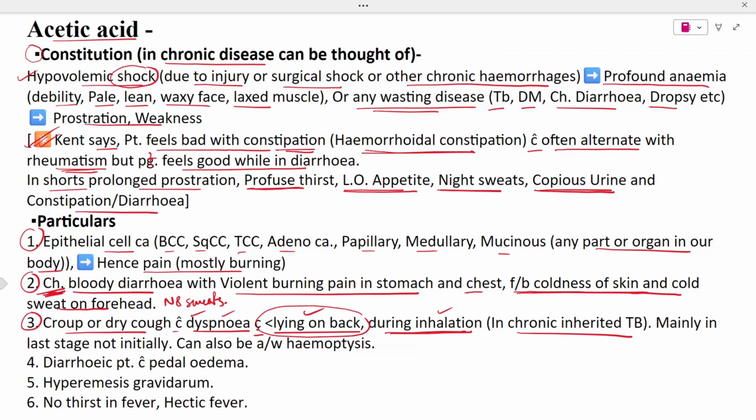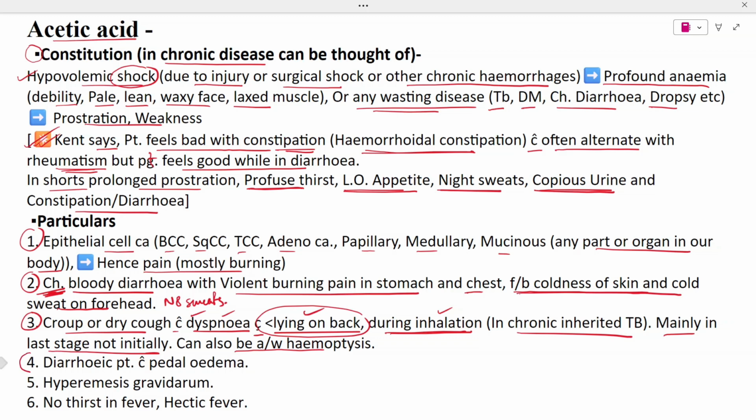Whenever the patient lies back, it is one of the individualistic or peculiar symptoms. Then the cough excites, mainly in the last stage, not initially. I have already discussed that Acetic acidum is mostly prescribed in chronic cases. So in acute groups, we do not usually think of acetic acid. When the patient has a long-standing condition due to an underlying wasting disease, then we can think of acetic acid. It can also be associated with hemoptysis, one of the common features of tuberculosis.